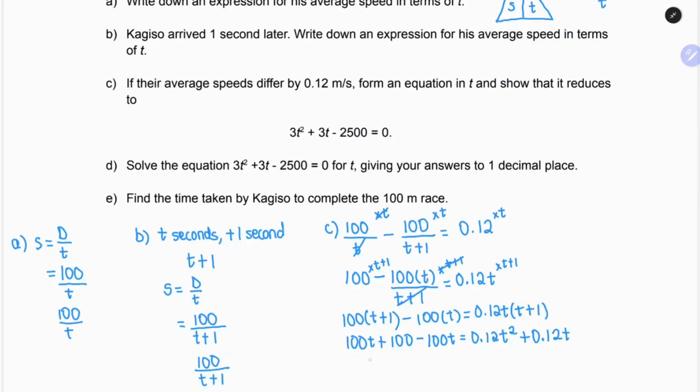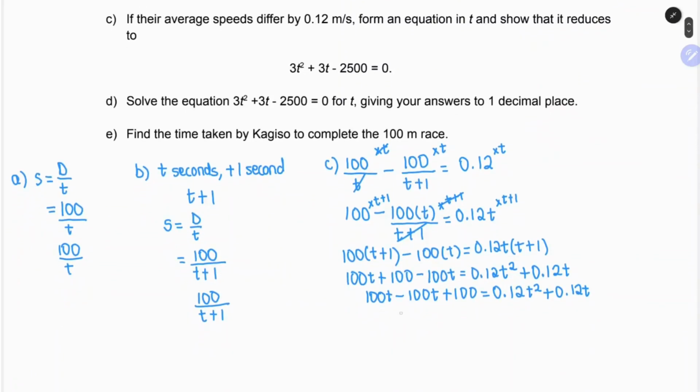Let's group the like terms actually. So we have 100t minus 100t plus 100 is equals to 0.12 t squared plus 0.12 t. Let us scroll a bit here, and then we'll have 100t minus 100t is 0, obviously, because they're the same. It's just like saying 100 donkeys minus 100 donkeys. That's 0 donkeys. So the same applies here.